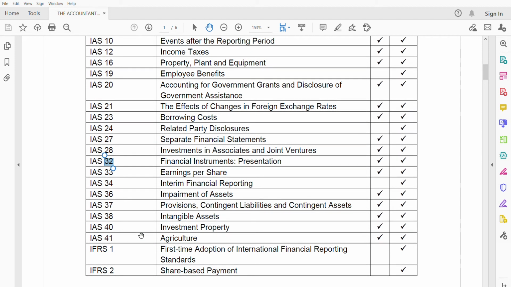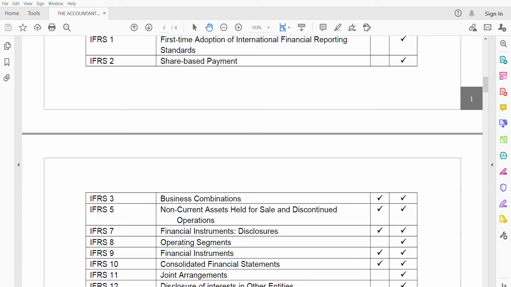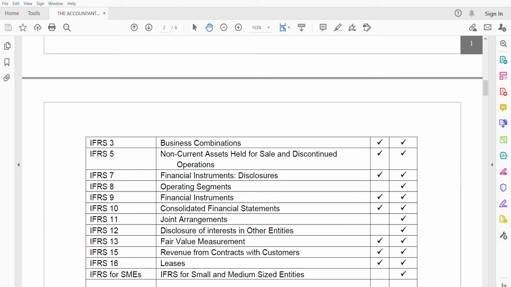IFRS 1 is first-time adoption, where a company changes from its previous reporting standard to IFRS for the first time. You have to apply IFRS 1, and this is taught in SBR. It was not taught in financial reporting, so it is also going to be new. IFRS 2, share-based payment, is also not asked in financial reporting. It is asked in SBR. Next we have IFRS 3, business combinations.